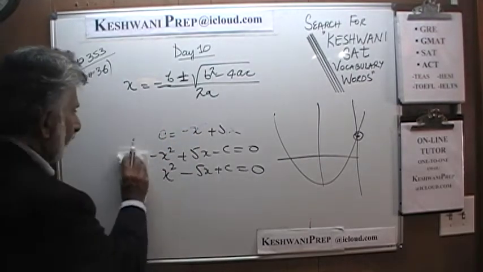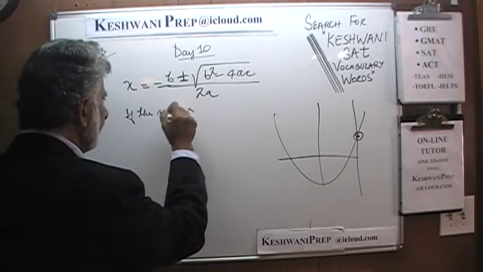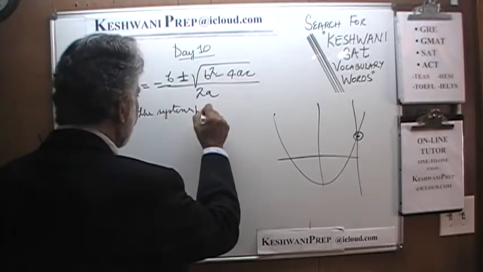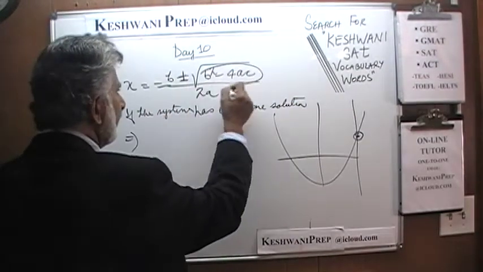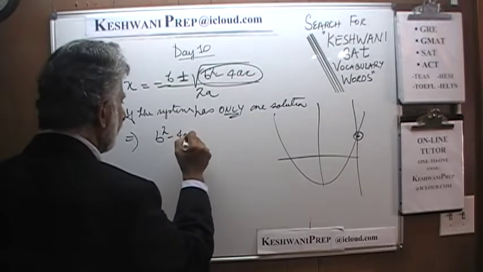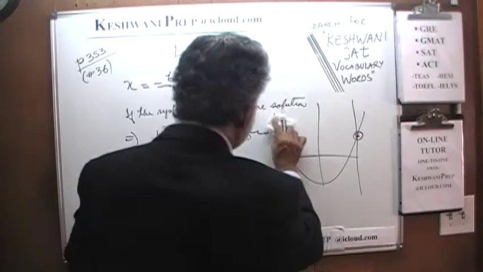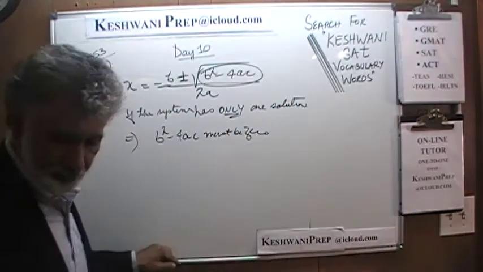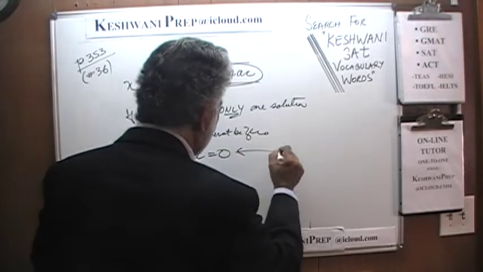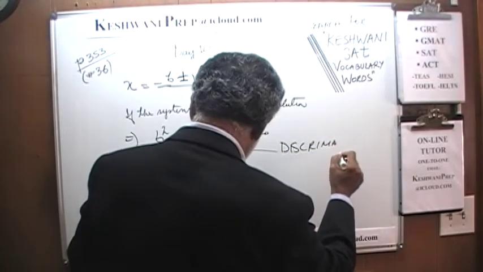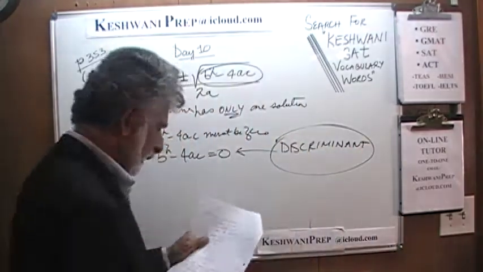If the system has only one solution, and when I say system, I mean the system of two equations, the line and the parabola, that implies that this quantity that we see under the root sign, b squared minus 4ac, must be zero. Let's first write down b squared minus 4ac equals 0. This quantity actually has a name. I knew I was misspelling it, discriminant. It is what is known as a discriminant.